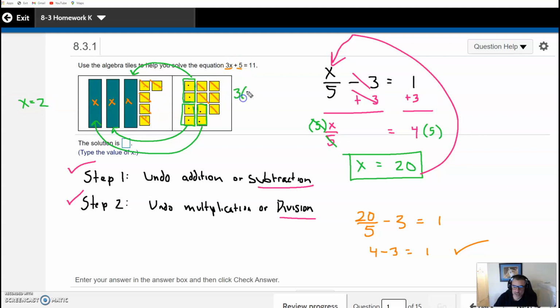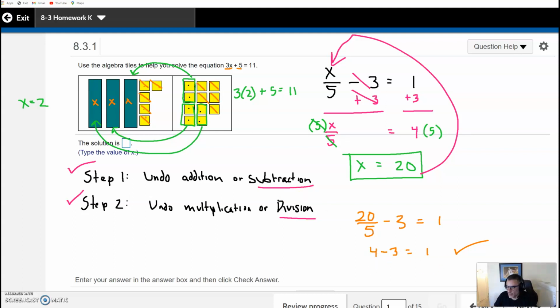You can see that 3 times 2 plus 5 equals 11, right? 6 plus 5 does equal 11. So again, you can tell that I'm not very familiar with algebra tiles, despite being a math teacher, but that's kind of how you use them. So if you want to use those as a visual tool, you can.